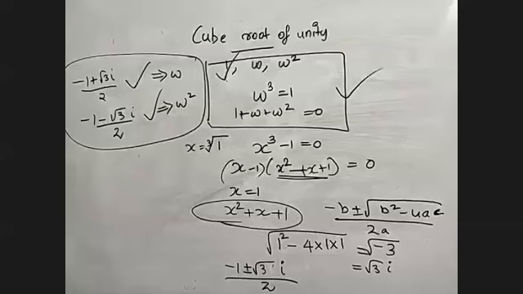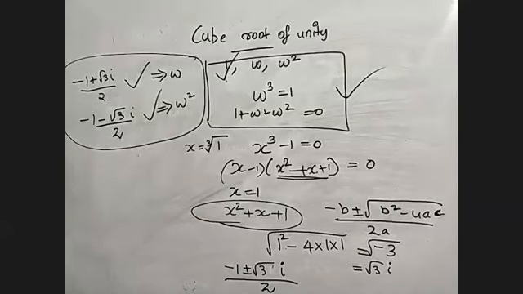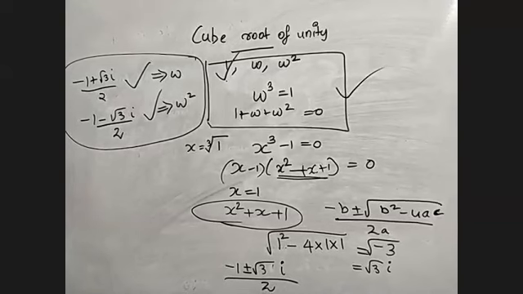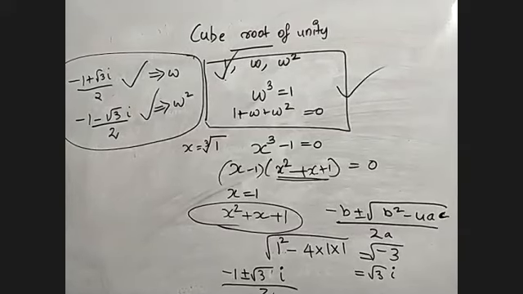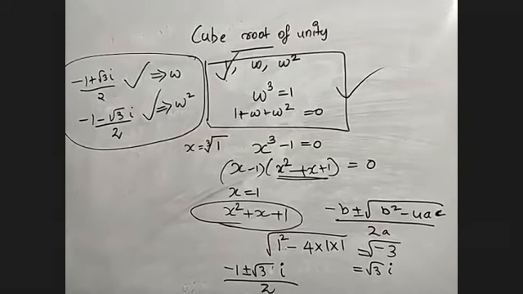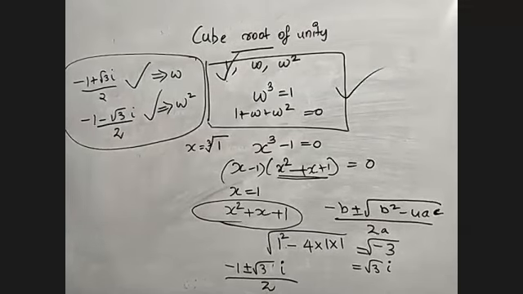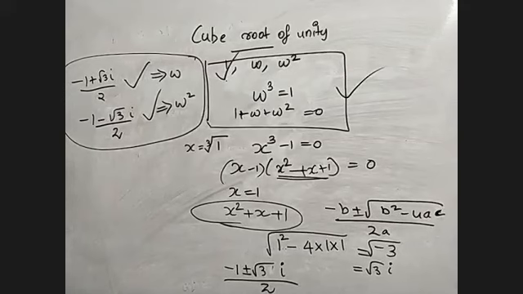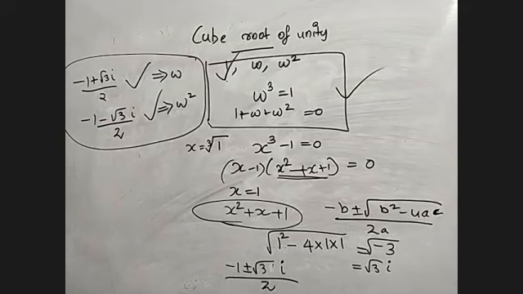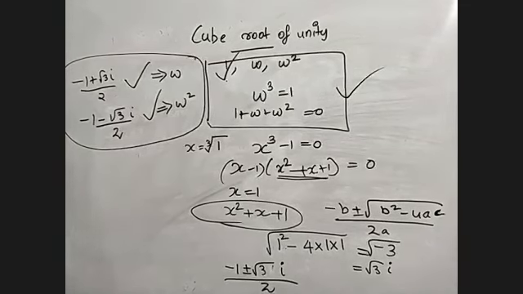Anirudh, is it clear now? Yes, ma'am. Okay. So just note down: 1 plus omega plus omega square is 0. Then note the value of omega and the value of omega square. And you'll be having problems based on this.